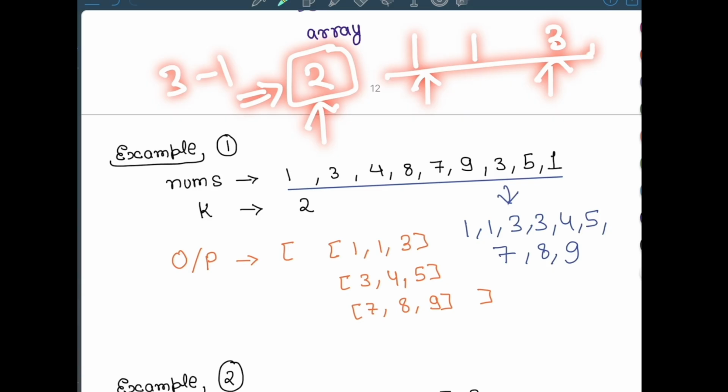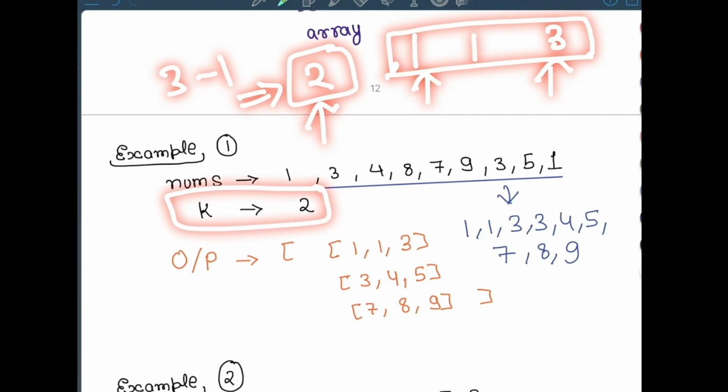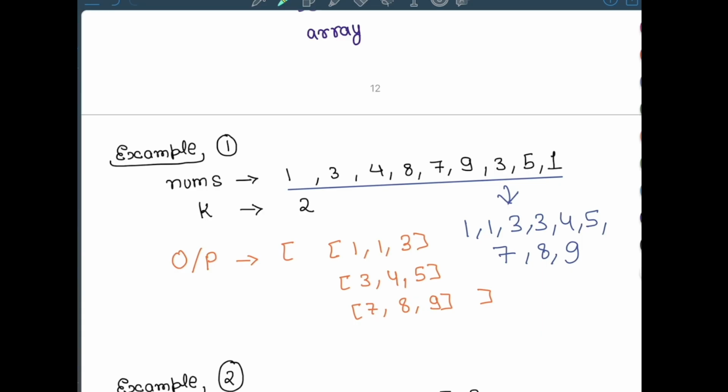We can divide our array into these 3 elements, because the maximum difference we have in this particular data is equal to k. Other differences between the first and the second element, or the second and third element, will always be equal to or less than this value, which is equal to or less than k. So I can say 1, 1, 3 is a fine pair, or a fine triplet, I would say.